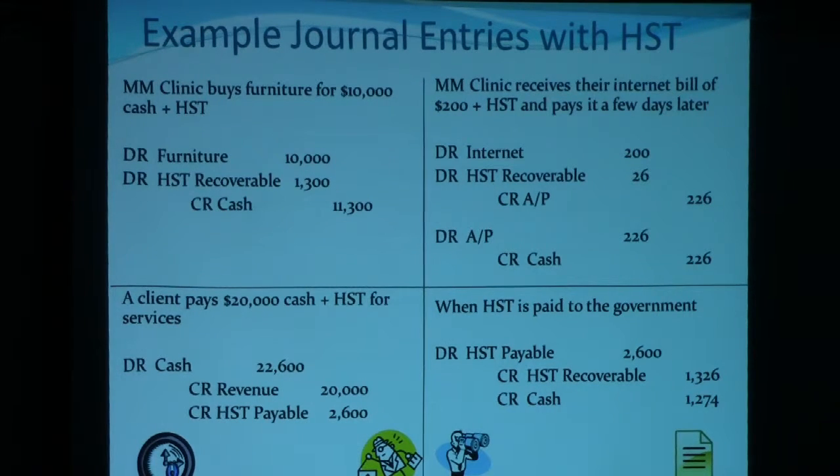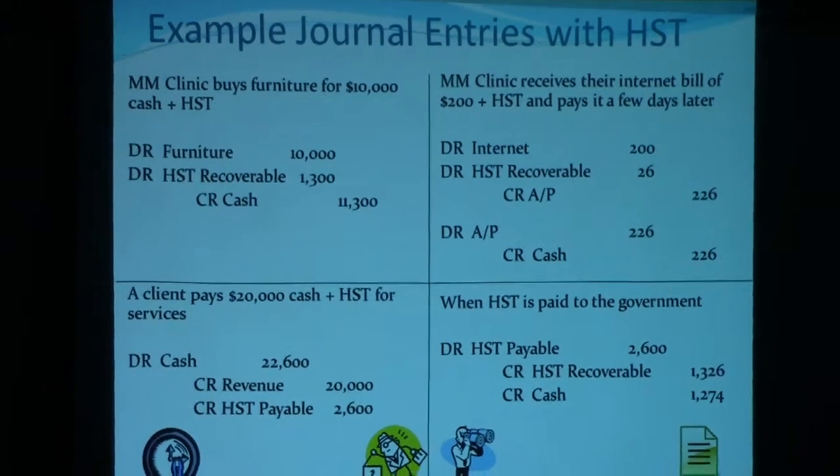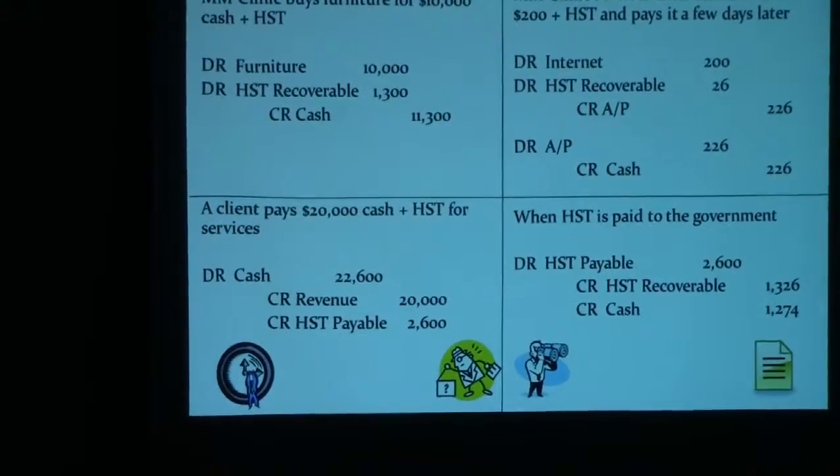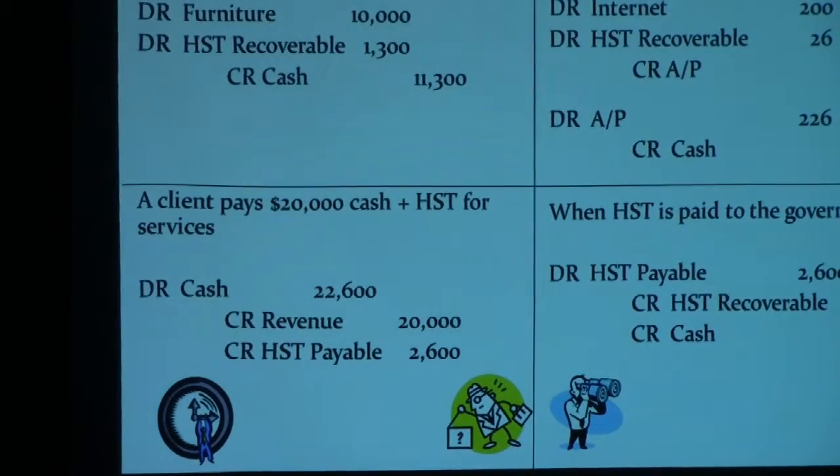And then you can see a client pays $20,000 plus HST. So the client has paid $22,600, with the $2,600 being HST. So debit cash $22,600. However, the business has really only earned $20,000. So credit revenue $20,000, and HST would be $2,600, which is the difference.